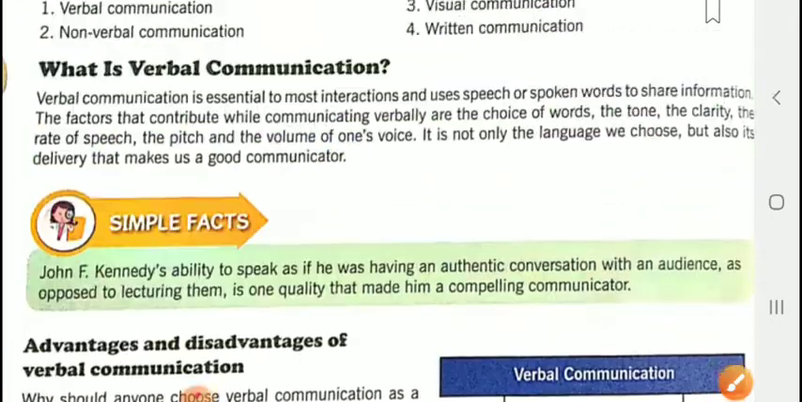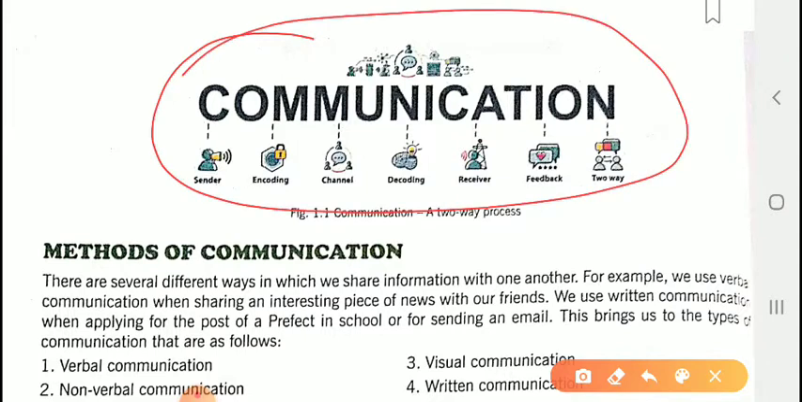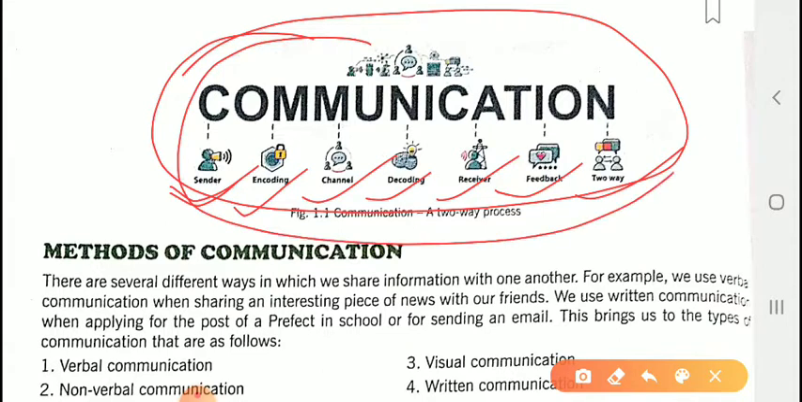Now, here in this picture it is clearly shown how we are able to communicate. First, there are some important key features and entities needed for communication, which are sender, encoding, channel, decoding, receiver, feedback and two-way. These are the key features of communication, and by using these we can communicate with each other efficiently.